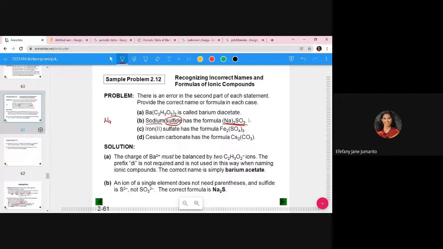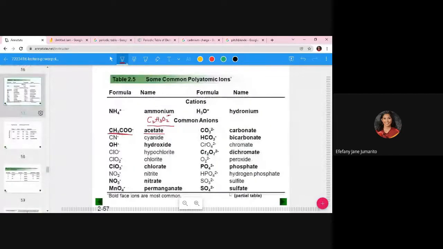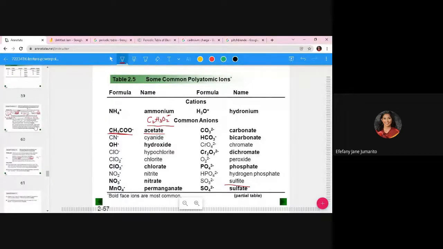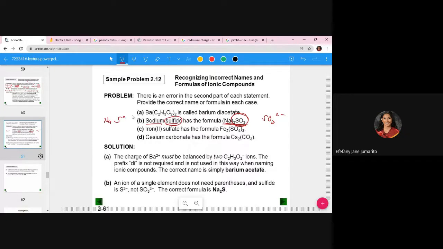Is it right or not? What is this? SO3 is sulfite. Sulfate, sulfite, ma'am. Okay, when we say sulfide, like fluoride or iodide, it is S with a 2 minus charge. So the formula is Na2S. So is letter B correct or wrong? Wrong, ma'am.